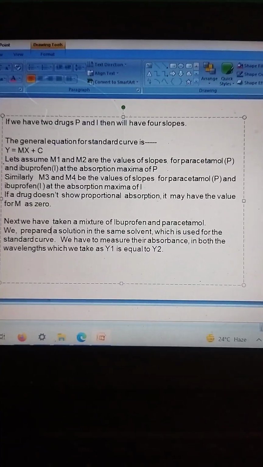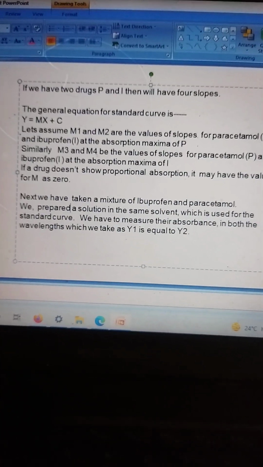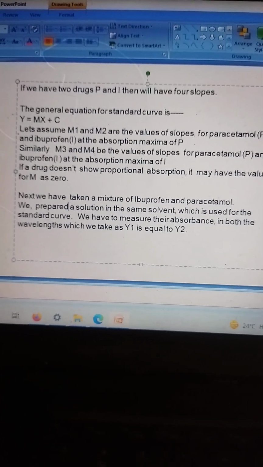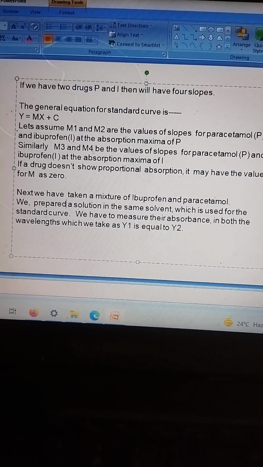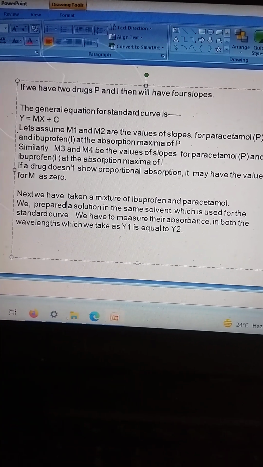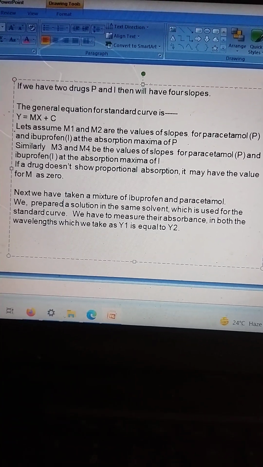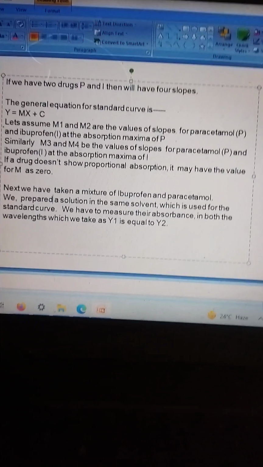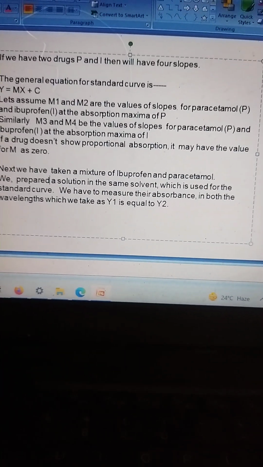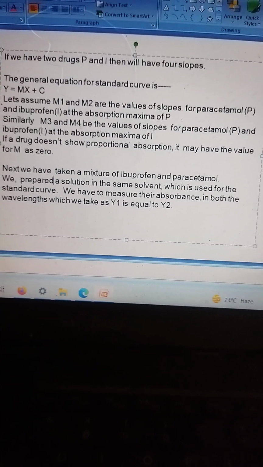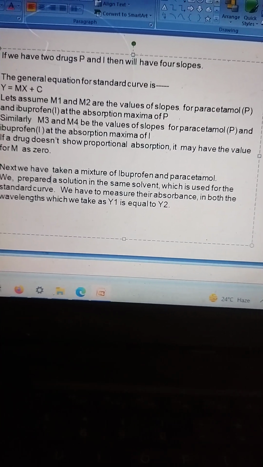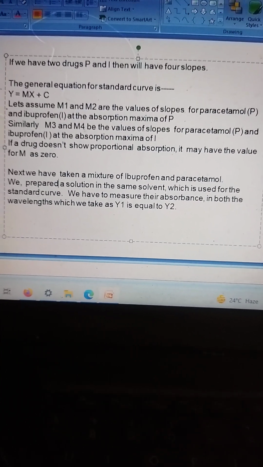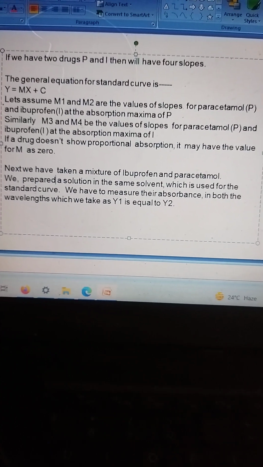Now we are coming to the actual working part. The general equation for standard curve is y is equal to mx plus c. So let's assume M1 and M2 are the values of slopes for paracetamol and ibuprofen at the absorption maxima of paracetamol, which we have coded as P.